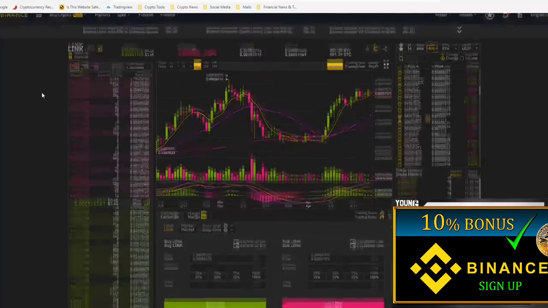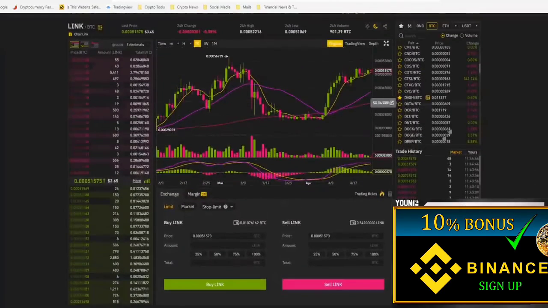You can see that. Then we have different options here and we see different stuff. This is of course the chart. This is the trade history. So what are the last trades that other people are doing? How much Link did they buy or sell? The green ones are buying, the red ones are selling, and you can also see the time right here. So this is the last trades done on the market.